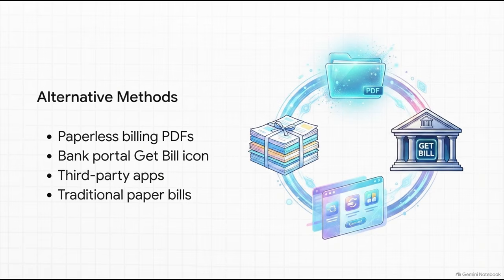Alternatively, many bank websites let you view and pay your utility bills. Just keep an eye out for a Get Bill icon in your bank's portal. You can also find the number if you use supported third-party payment apps like Doxo, or, of course, right at the top of a traditional paper bill if you still get those mailed to your house.